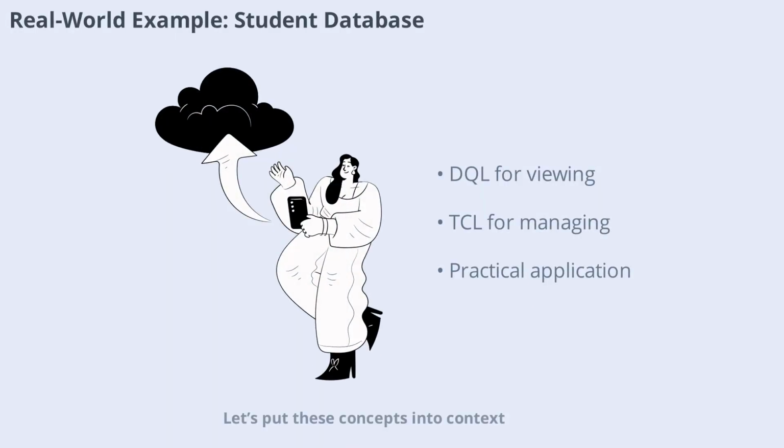Let's put these concepts into context. Imagine you're managing a student database. You use DQL to view student names and marks and TCL to ensure updates are saved or undone as needed. For instance, after updating marks, you might use commit to save or rollback if you spot an error. SAVEPOINT helps if you want to undo only part of your changes.